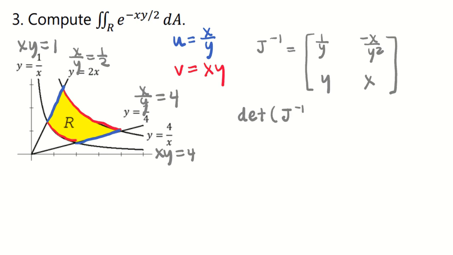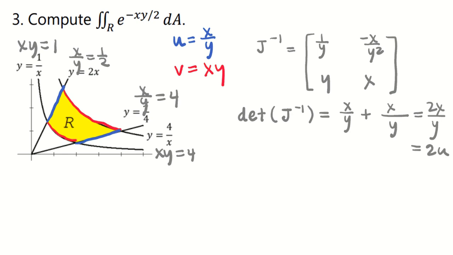So the determinant of J inverse is going to be, all right, I'm going to multiply 1 over y times x. And I'm going to subtract negative x y over y squared. But wait a second. y over y squared is 1 over y. Negative, negative, and I can make that plus. That's going to be 2x divided by y. I know that I'm eventually wanting to turn this integral into u's and v's, and so it's going to be 2 times u.